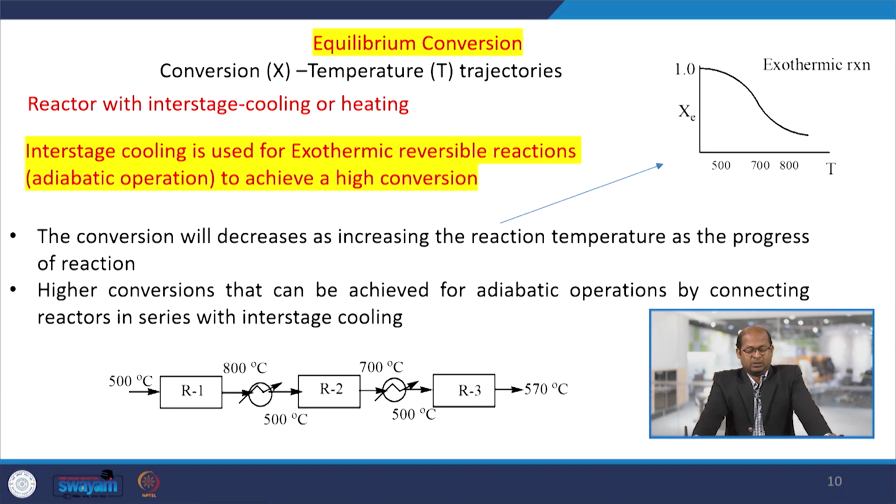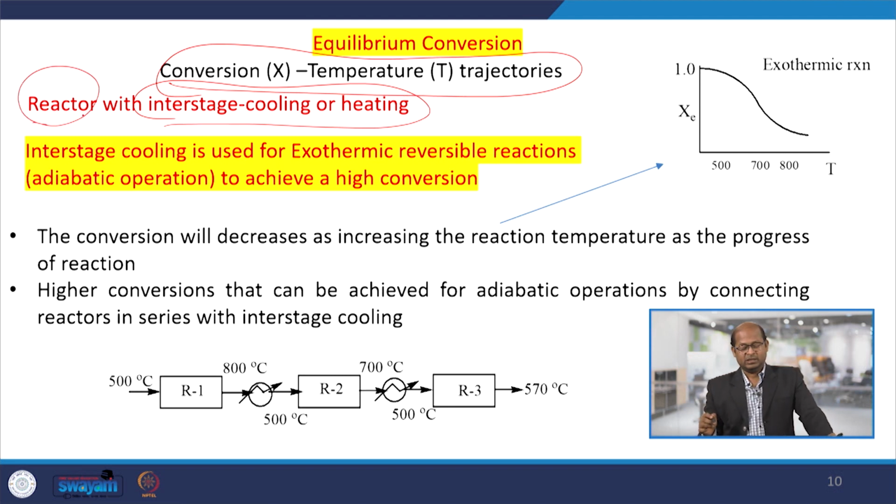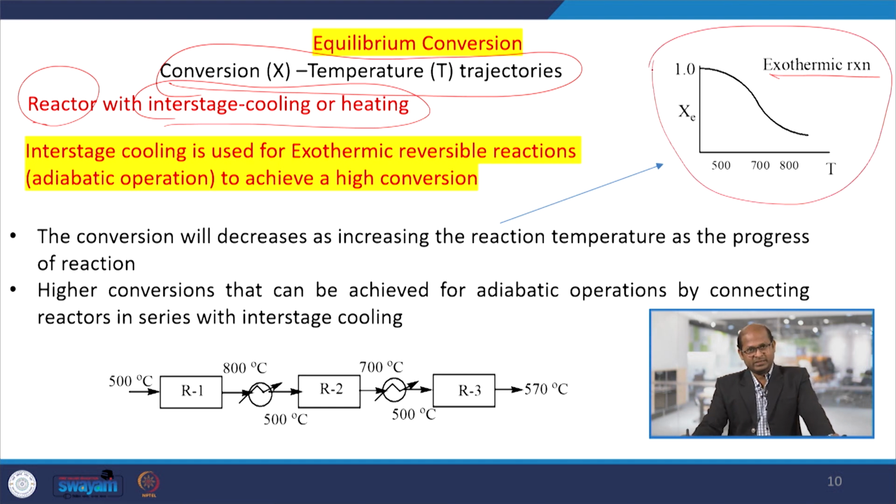So now, conversion-temperature trajectories or profiles. I said interstage heating or cooling operation is used with the reactors. When the reaction is exothermic, interstage cooling is required. When it is an endothermic reaction, interstage heating is required. Here, interstage cooling is used for exothermic reversible reactions, with the reactors operating adiabatically to achieve high conversions.